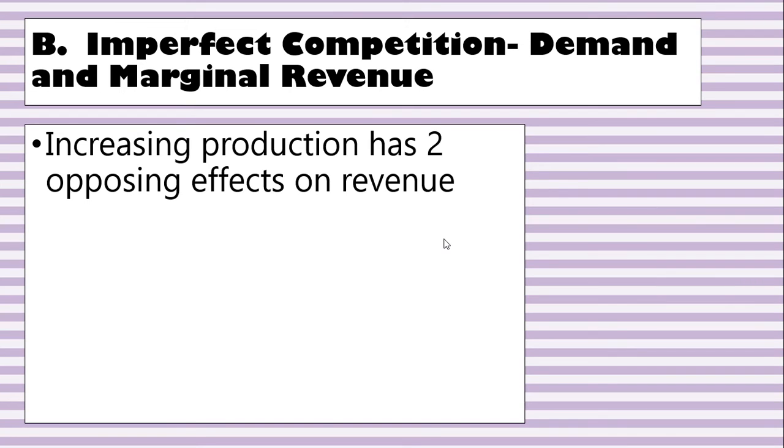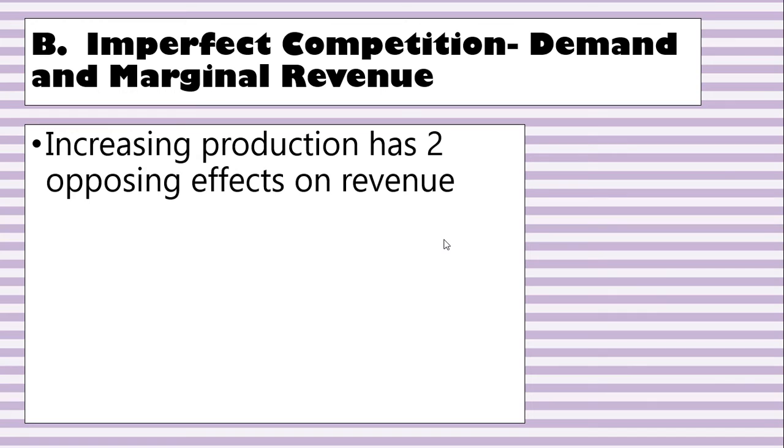So why does that happen? How come the demand and the marginal revenue are not the same? Why do they start out the same, and why is one beneath the other? The reason why that happens is that there are two kinds of effects that increasing production can have.